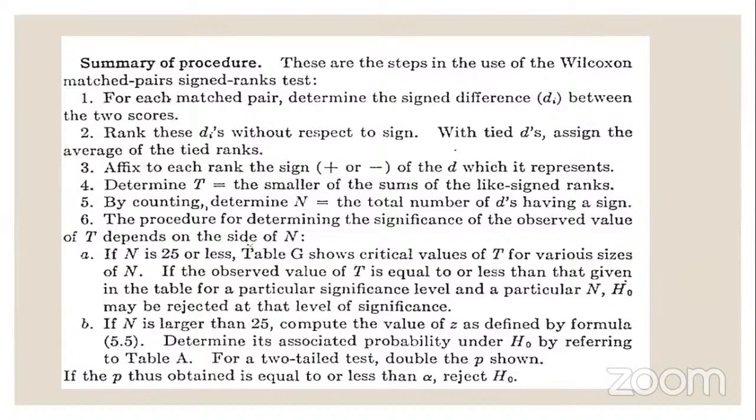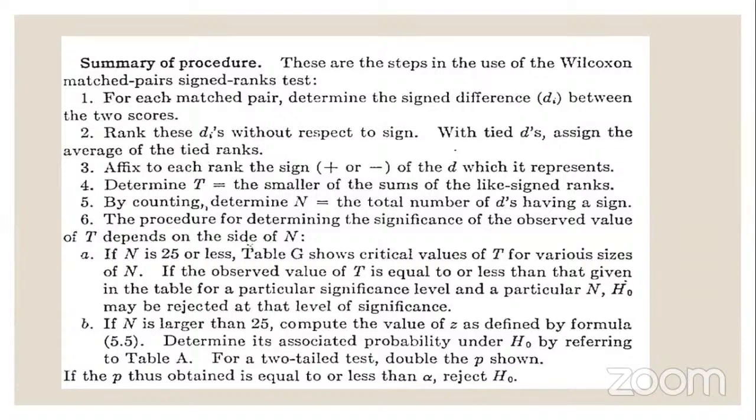Our value is higher than the table value. That means we will accept the null hypothesis. Clear? Our value is 6, and that is greater than the table value, because the table value is 4 and we get the observed value that is 6, which is greater than the table value. So we will accept the null hypothesis. We will not reject the null hypothesis. We will accept the null hypothesis. Clear?